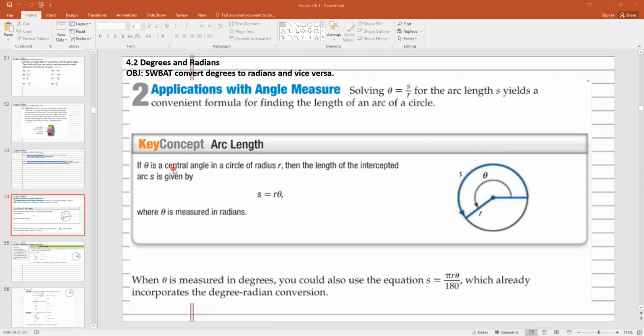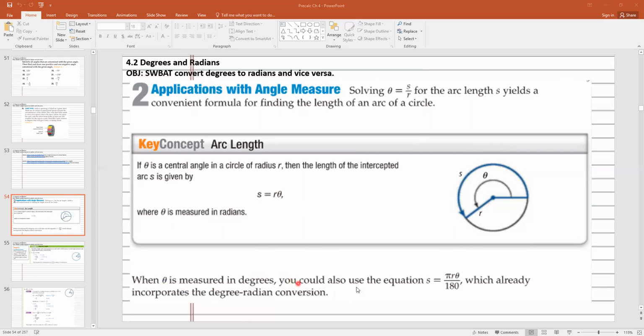If theta is a central angle in a circle of radius r, then the length of the intercepted arc s is given by s equals r times theta, where theta is measured in radians. Remember, theta is the central angle, r is the radius, and s is the arc length. In the last video, we saw theta equals s divided by r, so that's where this formula comes from.